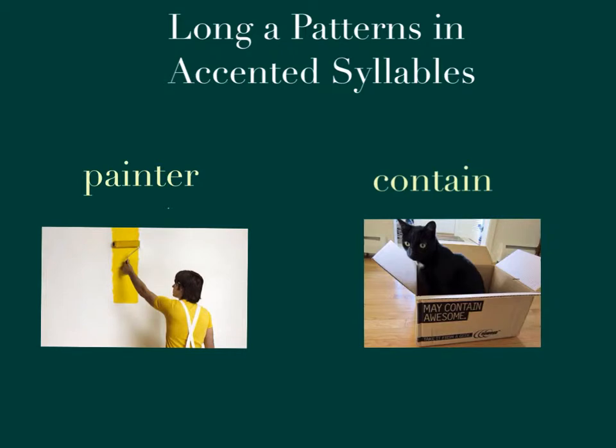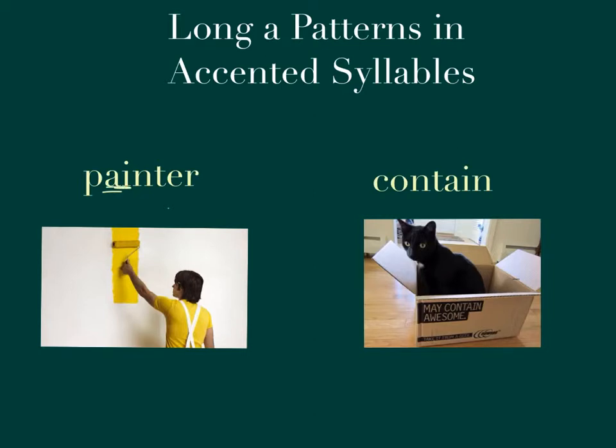Now we're going to look at long A patterns in accented syllables. Let's first look at the word painter. This word contains a vowel digraph in the first syllable. The first syllable is the accented syllable. Listen as I say the word. Painter. The vowel digraph is AI. Stands for the long A sound.